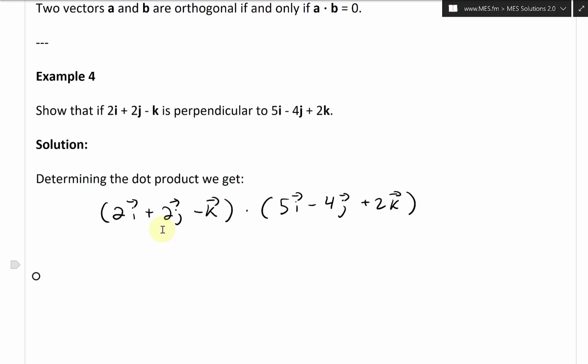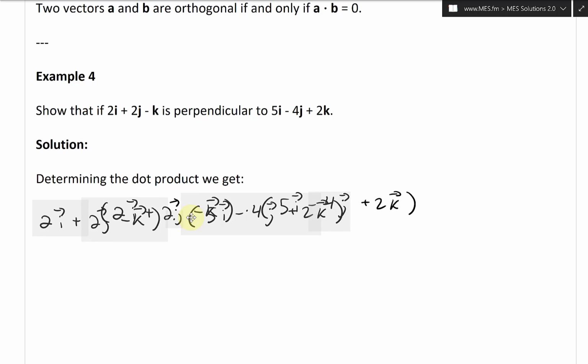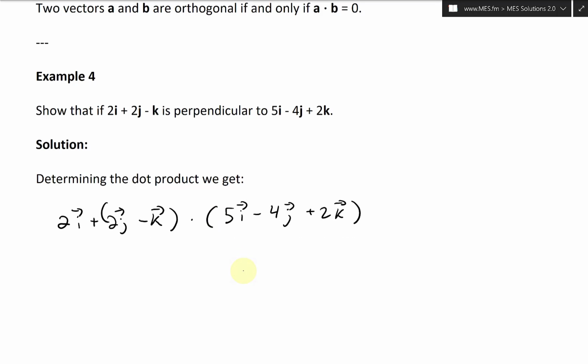I'm going to move this to the left. This equals 2 times 5, plus 2 times negative 4, and then plus negative 1 times 2.